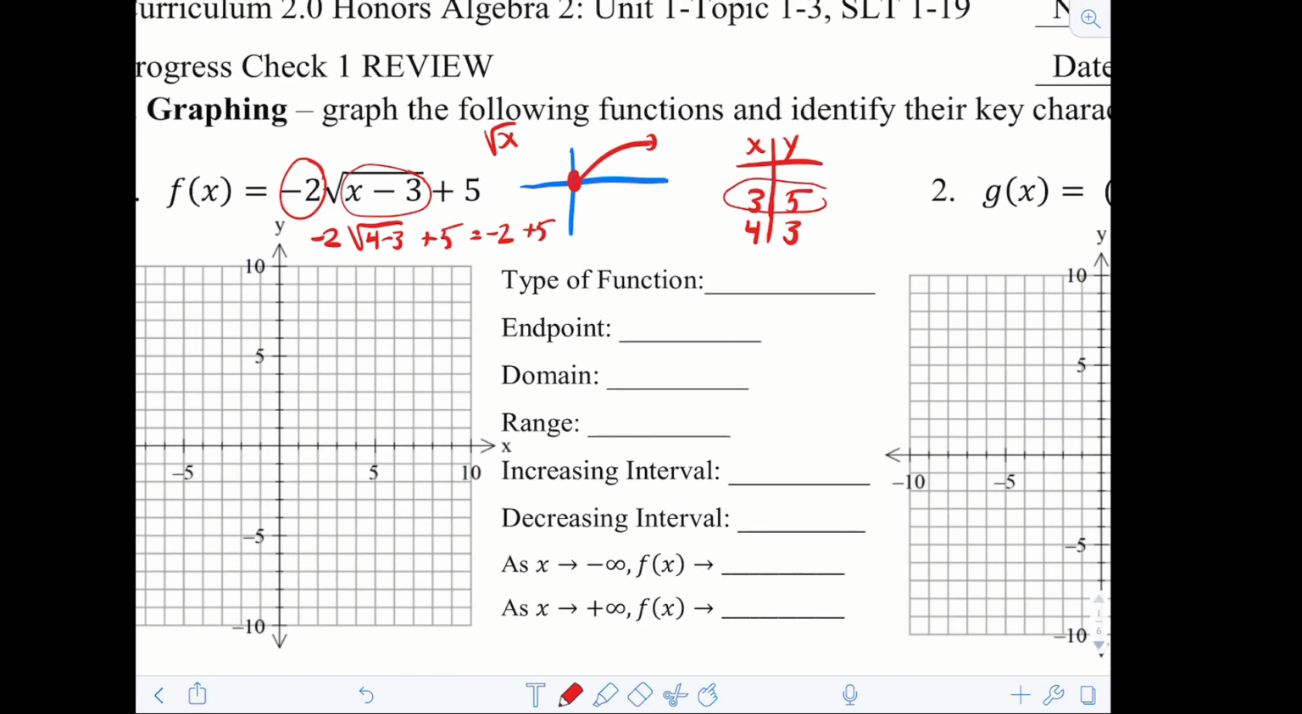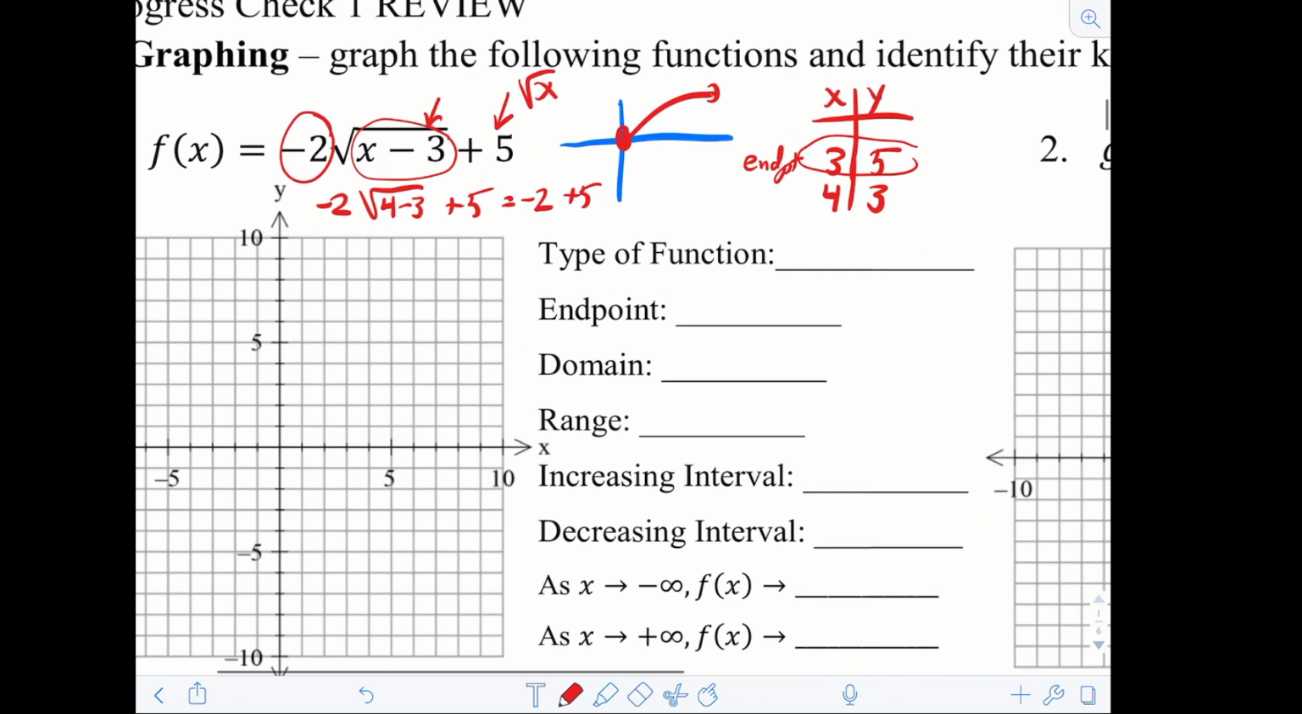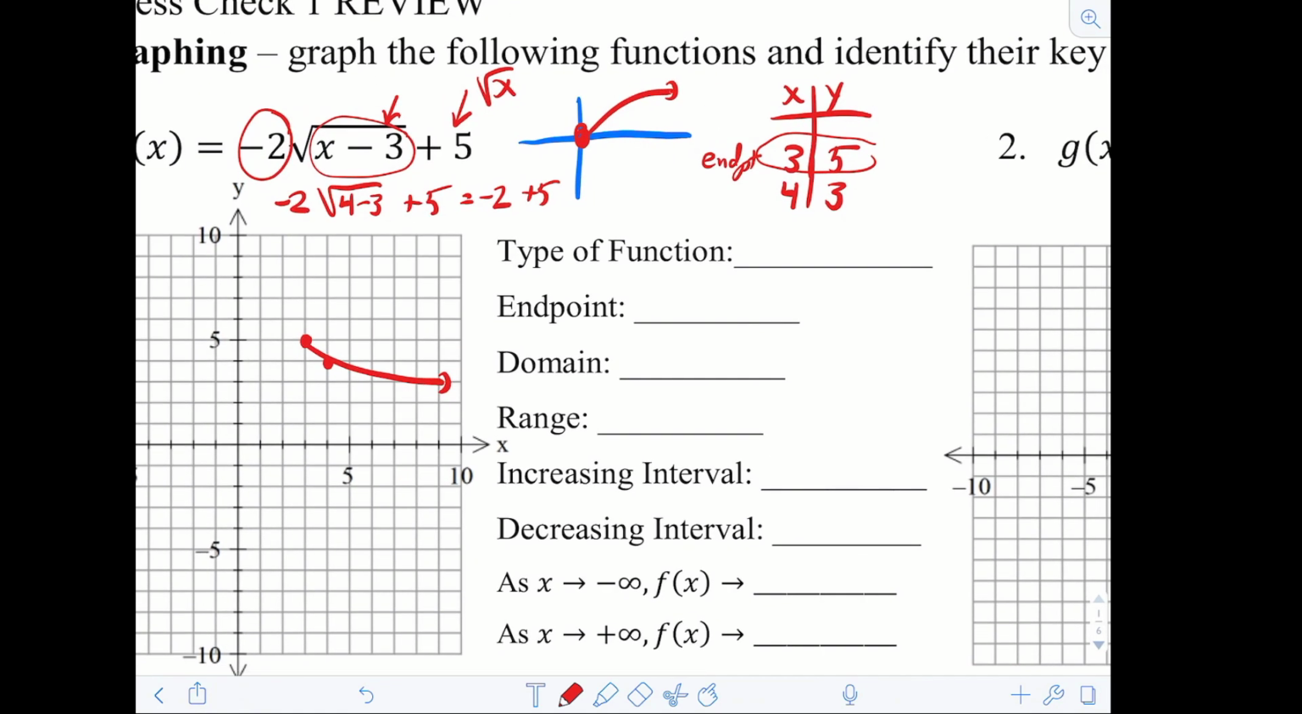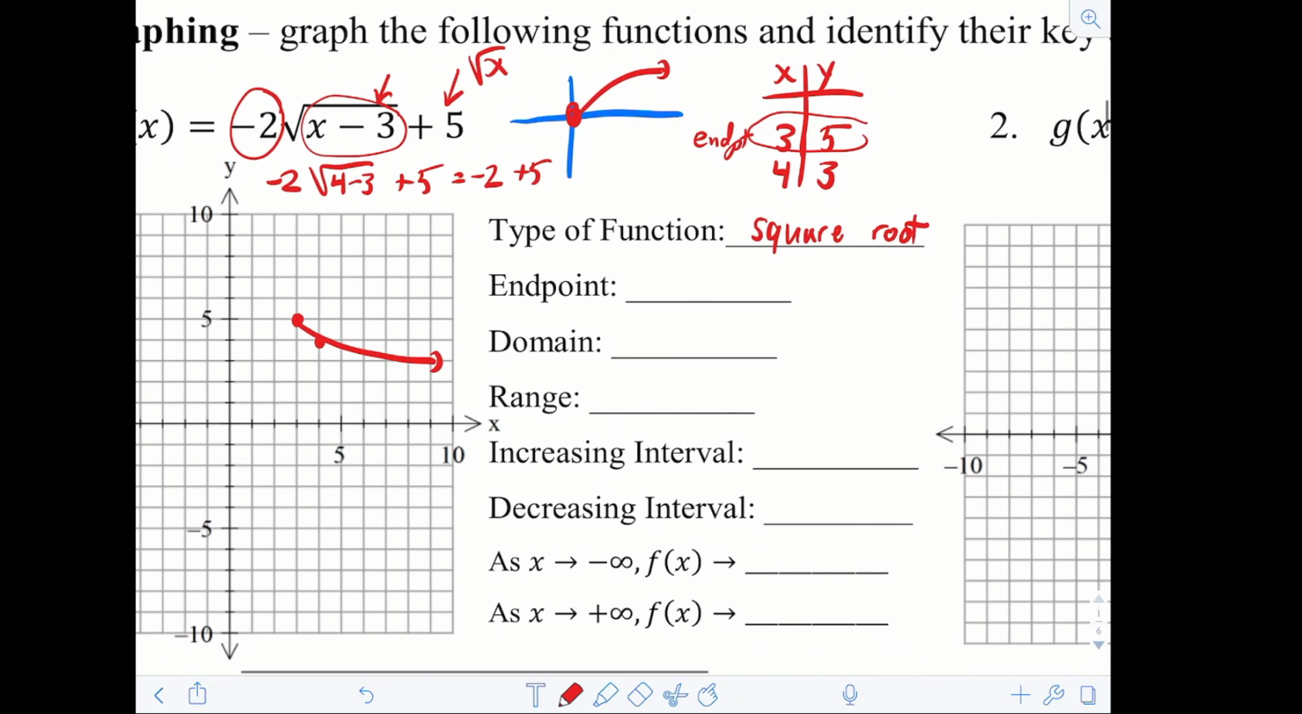And this right here is going to be, in a sense, my endpoint, which is usually the translation moving 3 units to the right and 5 units up. So now if I do that, 3 units over, 5 units up, then 4 units over, 3 units down. So the graph is going to look something like that. Type of function, this is a square root. The endpoint is going to be 3, 5.